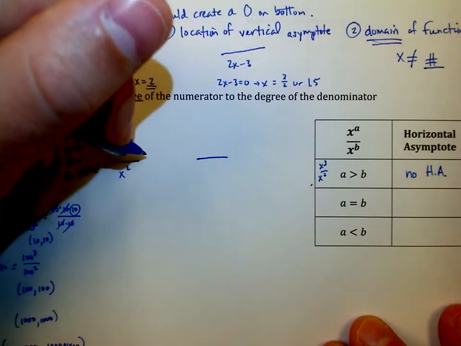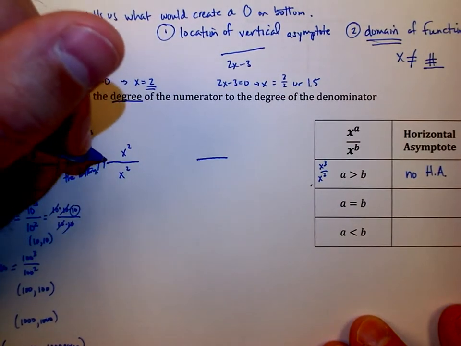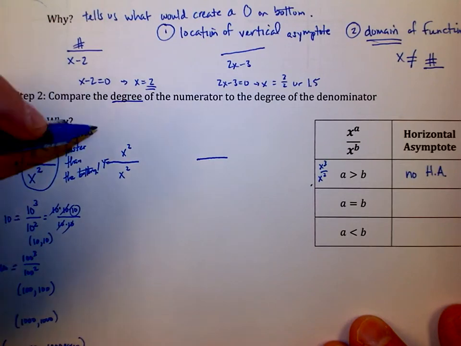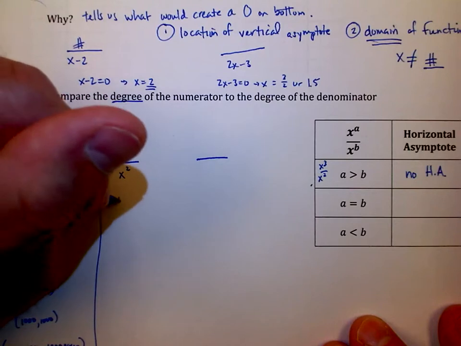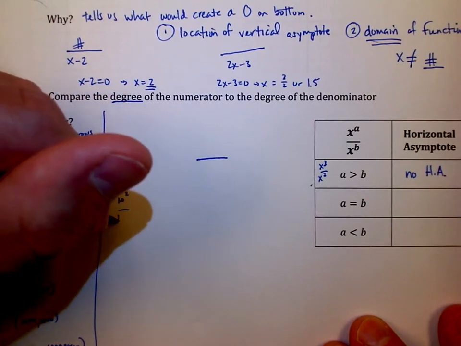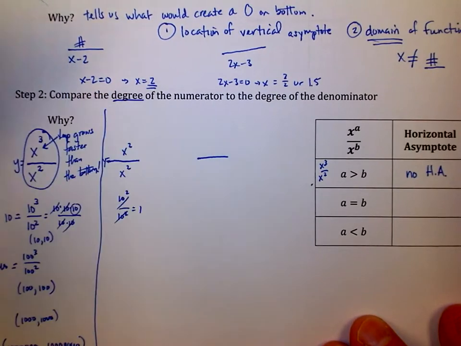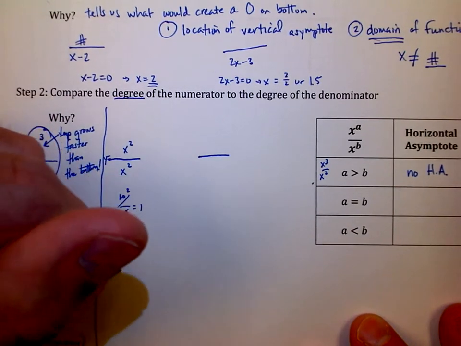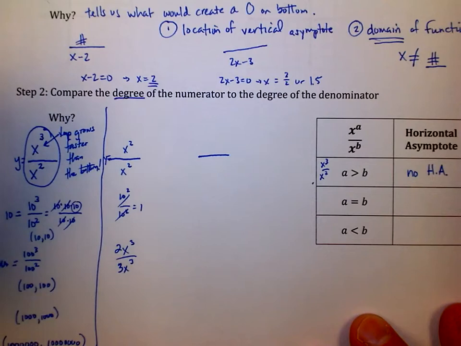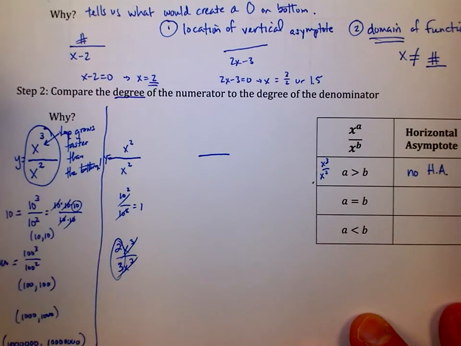Or maybe it's just x over x, right? What if I had y equals x squared over x squared? Okay, it's the second situation. This time they're the same power. What I would notice is this: if I have 10 squared and 10 squared, well, that reduces down to 1, doesn't it? How about if I had 2x cubed over 3x cubed? Okay, well, this stuff would go away and I'd be left with 2/3.